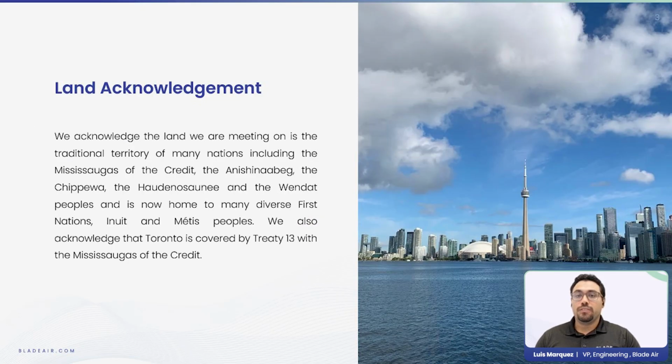Before we continue, I am coming to you from Toronto, Ontario, Canada, and the land that we are meeting on is the traditional territory of many nations, including the Mississaugas of the Credit, the Anishinaabeg, the Chippewa, the Haudenosaunee, and the Wendat peoples, and is now home to many diverse First Nations, Inuit, and Métis people. We also acknowledge that Toronto is covered by Treaty 13 with the Mississaugas of the Credit.